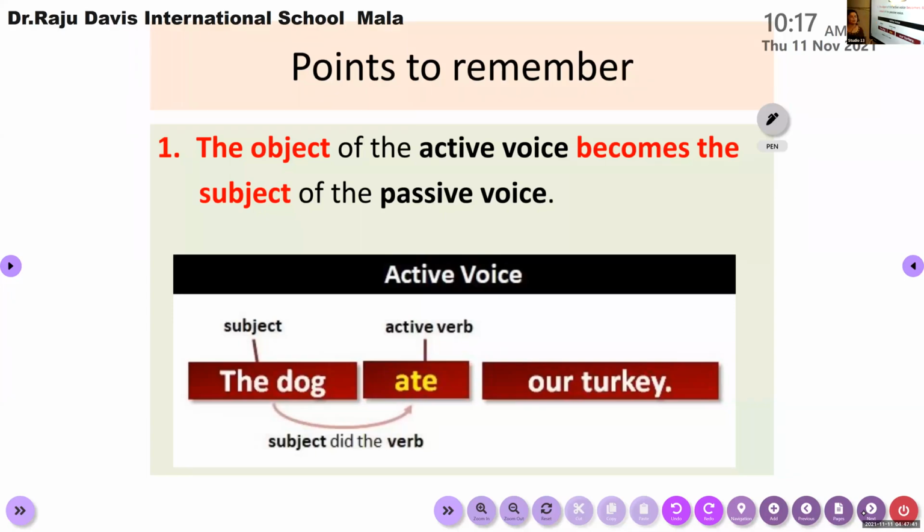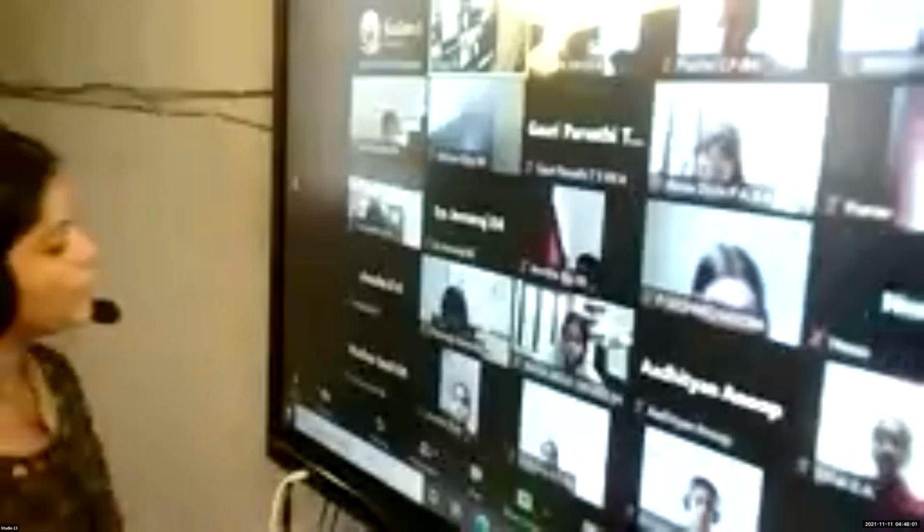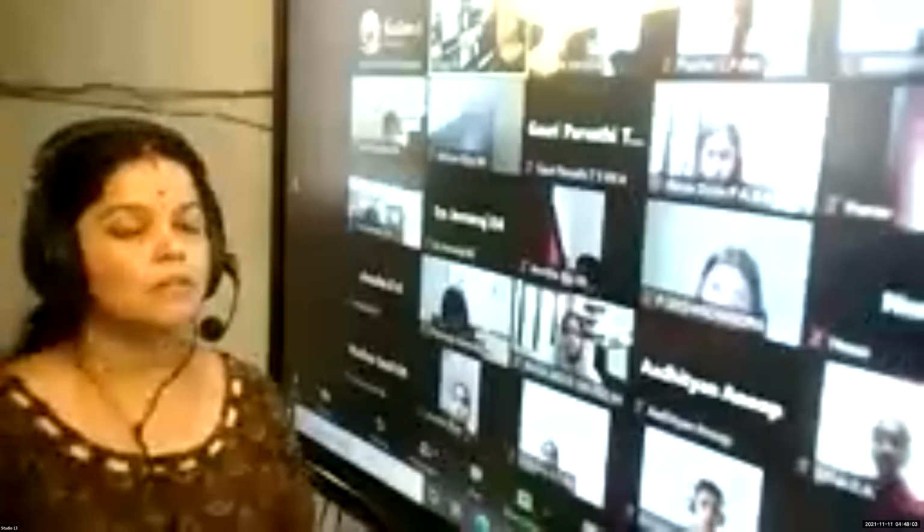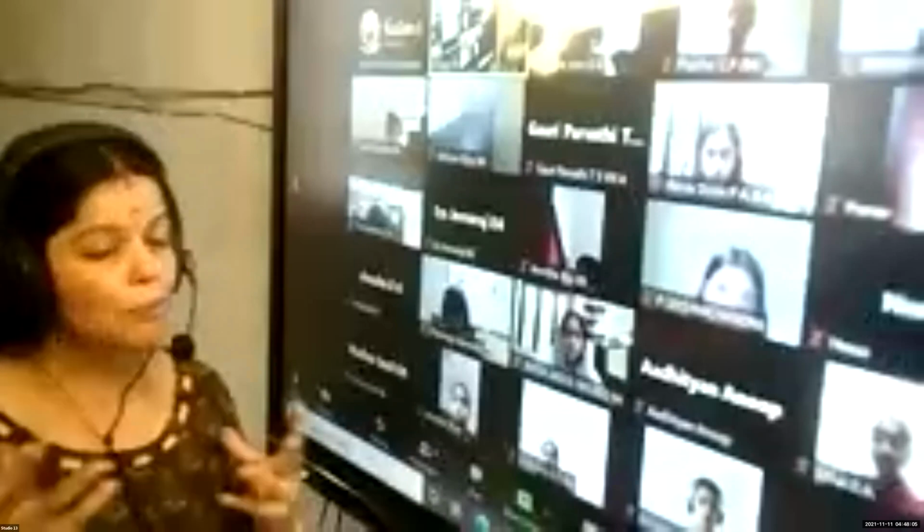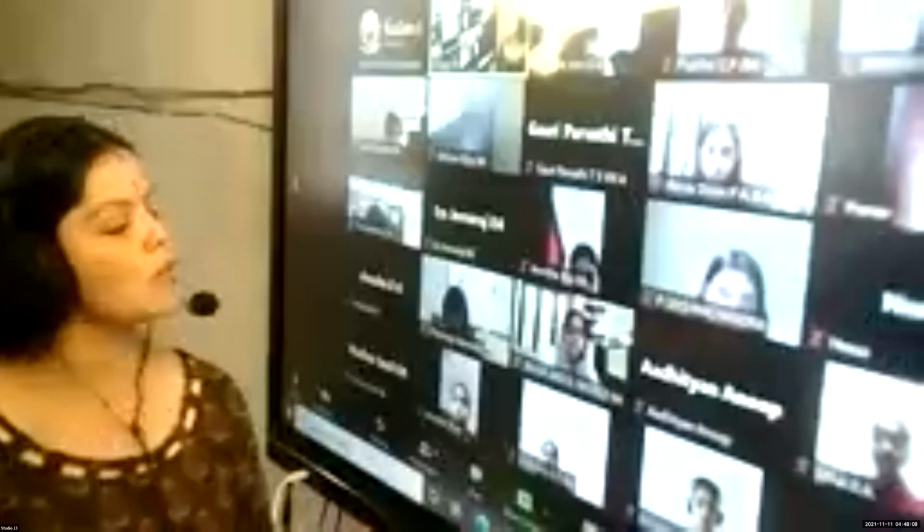Next page. I request everybody to pay attention here. So we have 3 points to remember. What are the 3 points that you should keep in your mind, children? When you change a sentence from active voice to passive voice, the first and foremost thing is to check whether there is an object available in the sentence. Whether the sentence has a transitive verb or an intransitive verb. Now you tell me what is the difference between a transitive verb and intransitive verb. What do you mean by transitive verb and what do you mean by intransitive verb?